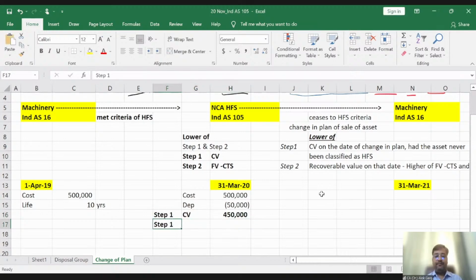What is your step 2? Step 2 is fair value less cost to sell. It is, let's say, 4 lakh rupees. What is step 3? Step 3 is recognize NCAHFS at the lower of step number 1 and step number 2. What is lower? Lower is 4 lakh. What is the accounting entry, guys?